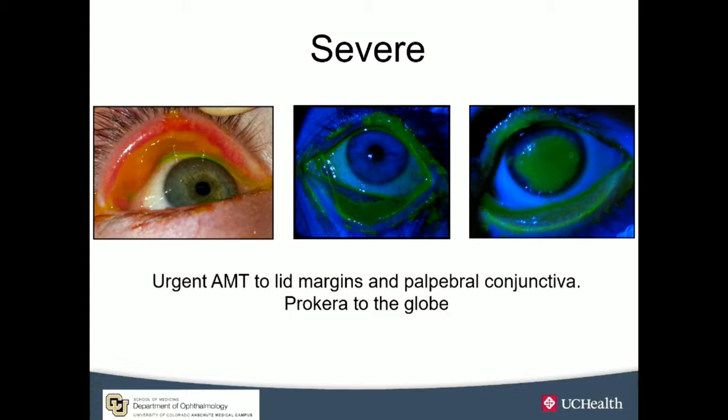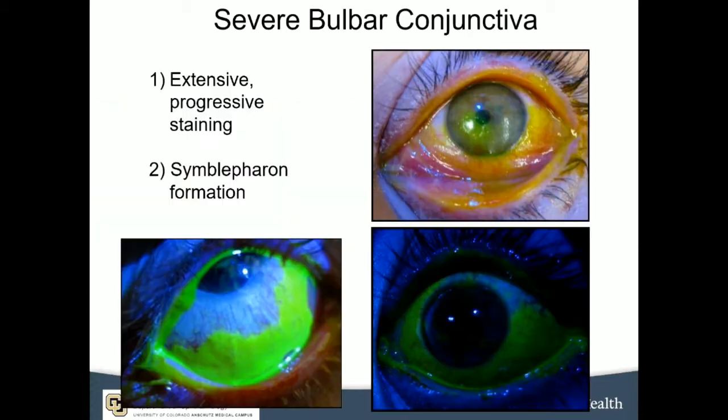So these are patients where we would do urgent amniotic membrane grafting to the eyelids, the lid margin, and the palpebral conjunctiva. These are ones where we would probably just place a Prokera on the globe. And doing that procedure can certainly be done at the bedside. I prefer to go to the operating room because it's more comfortable for me, and I think I can do a better job with the microscope, but you could do it at the bedside. But these patients generally will do well with just a Prokera.